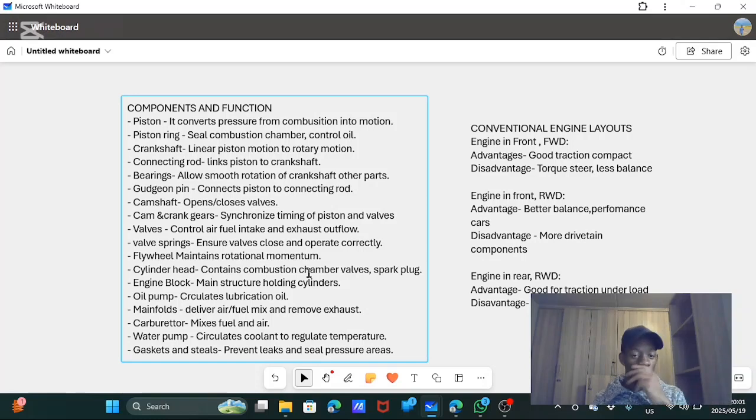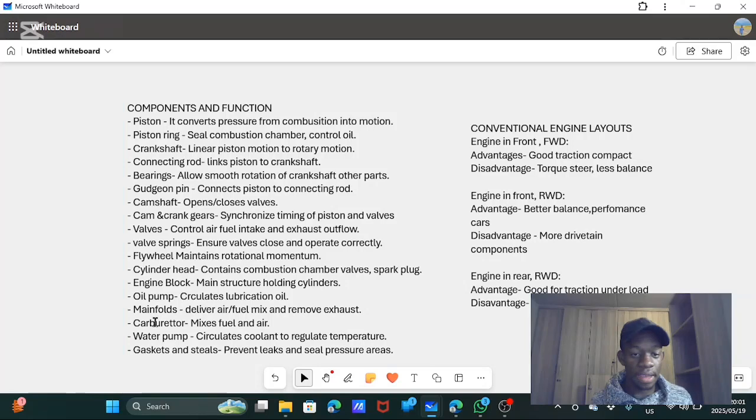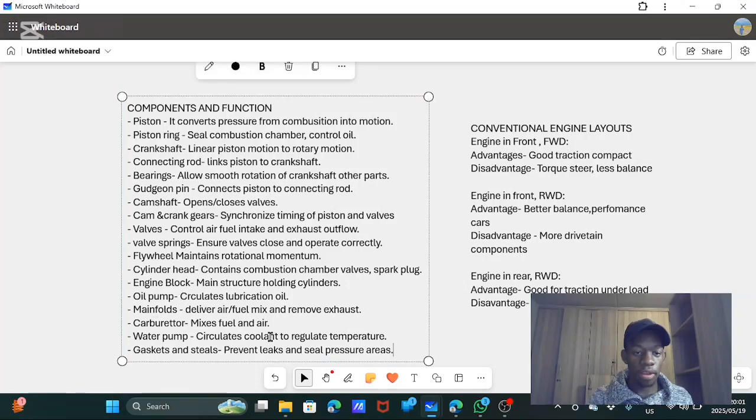And we have an oil pump. It circulates lubrication oil. And the main valves deliver air-fuel mix and remove exhaust. Then we have a carburetor, which mixes fuel and air. We have a water pump, which circulates the coolant.